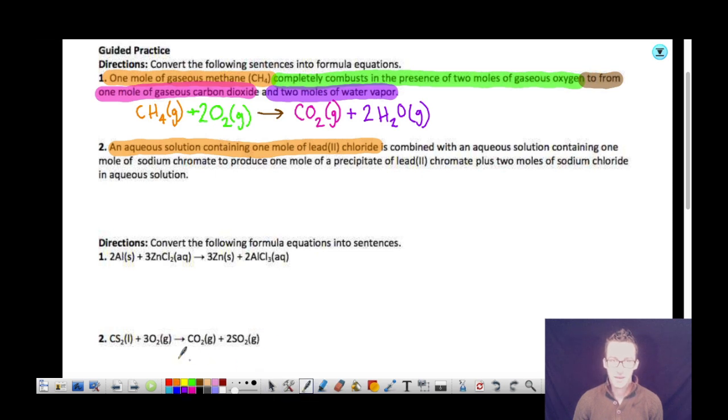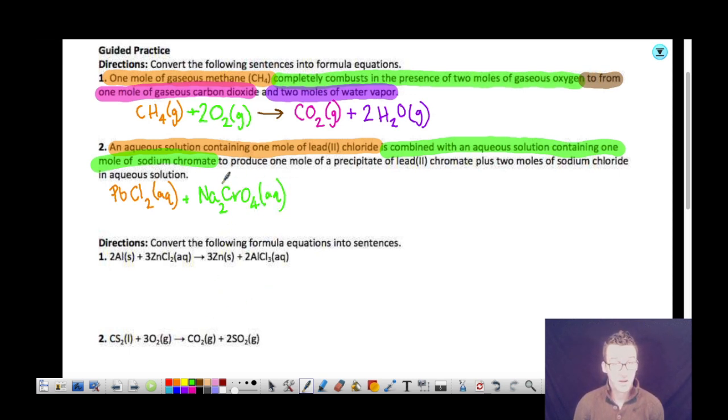Oh man. So here we go. PbCl2 aqueous, and it's 1 mole. Okay, again, you're going to have serious problems. Go back and review your nomenclature if you don't know how I figured out that formula. We combine it with an aqueous solution containing 1 mole of sodium chromate. Oh my goodness. So sodium chromate, Na2CrO4, also aqueous.